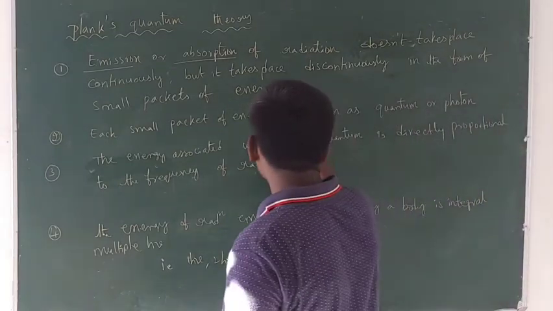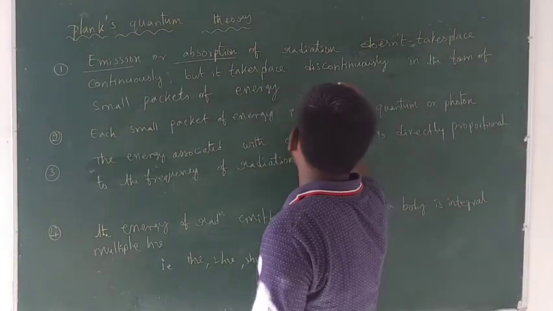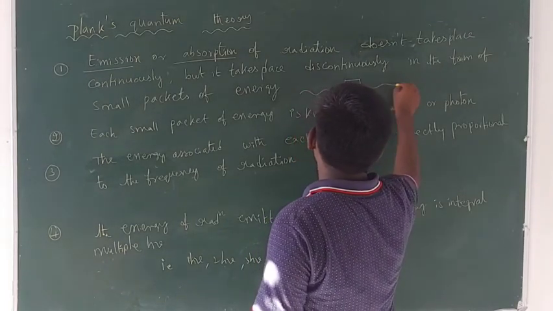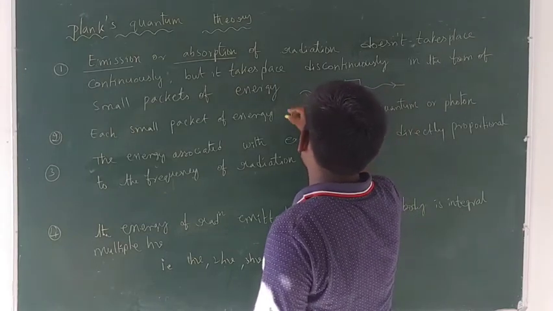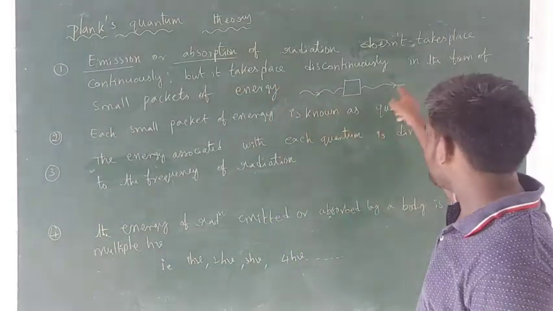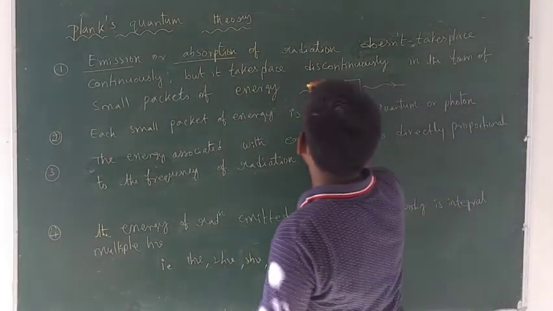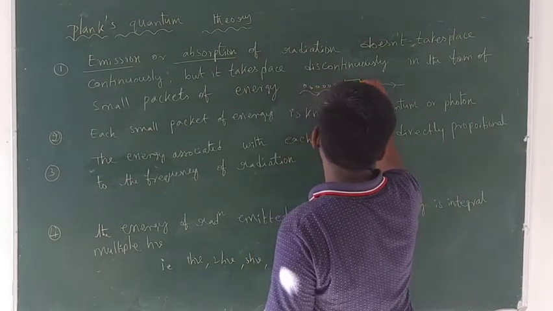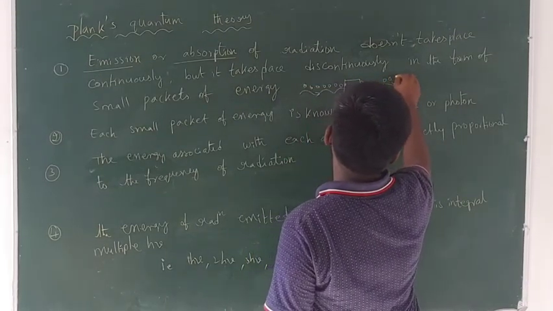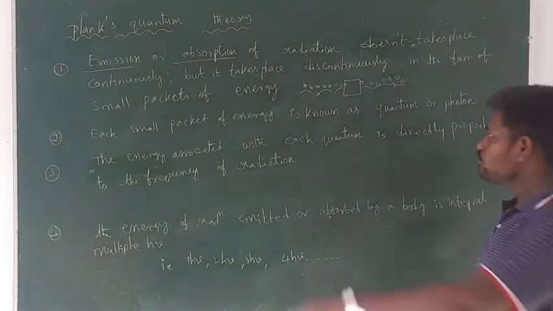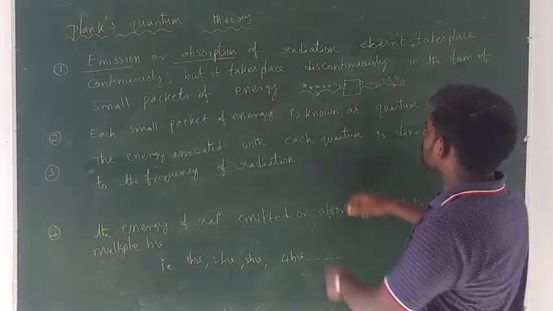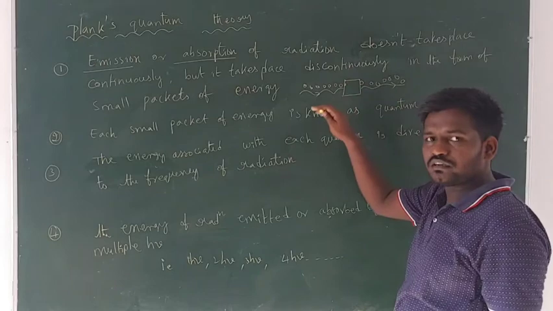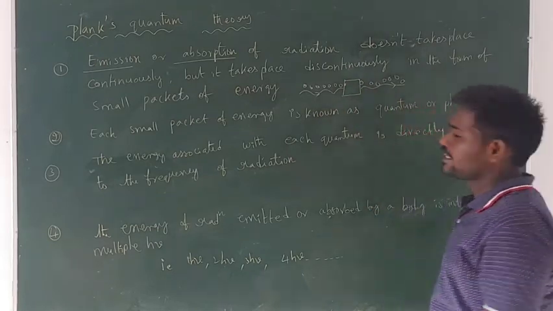According to the previous theory, the electromagnetic wave theory, either absorption or emission by a body takes place continuously, but this one tells that it does not take place like this. Here it takes place discontinuously in the form of small packets. Either absorption or emission of radiation takes place discontinuously in the form of small packets of energy. First this body absorbs a small packet of energy of radiation, then it absorbs the next one, and during the emission also the same thing takes place.